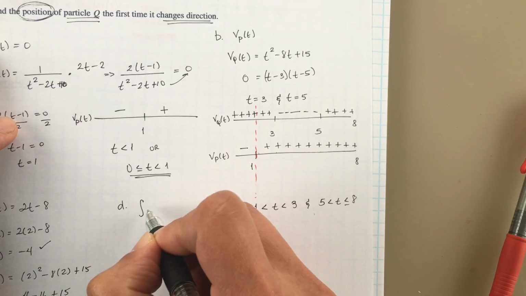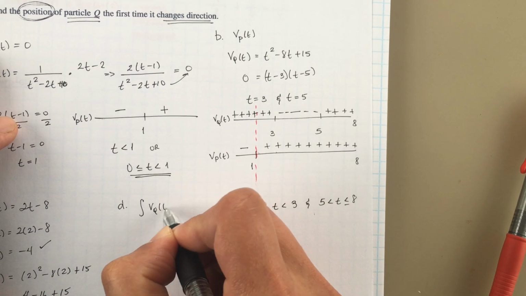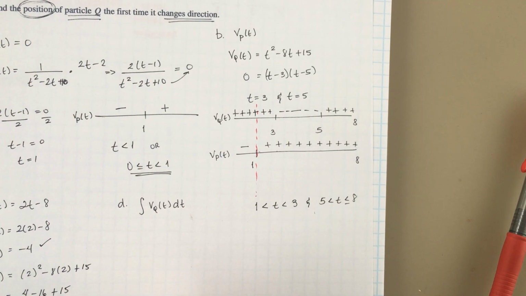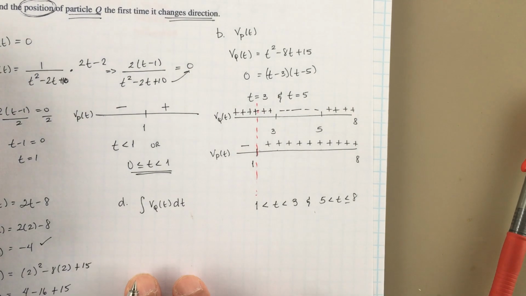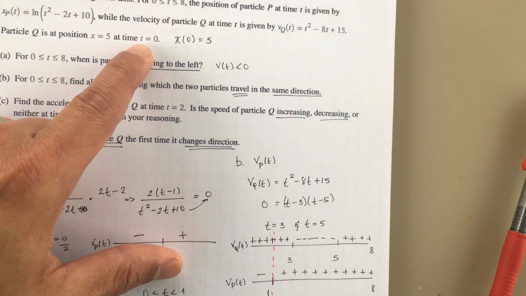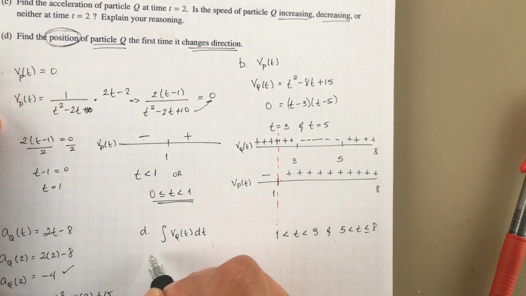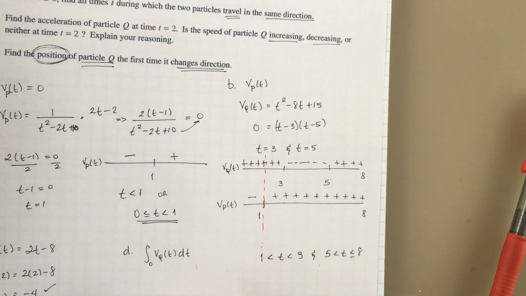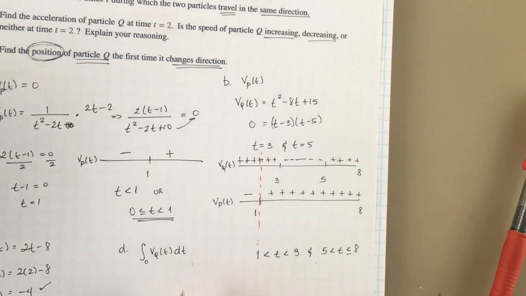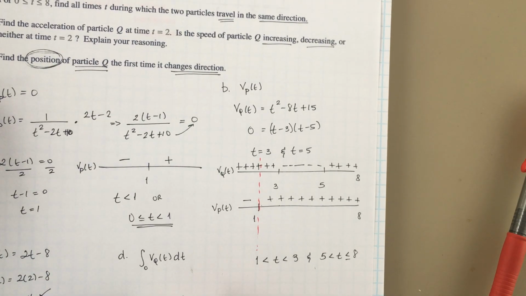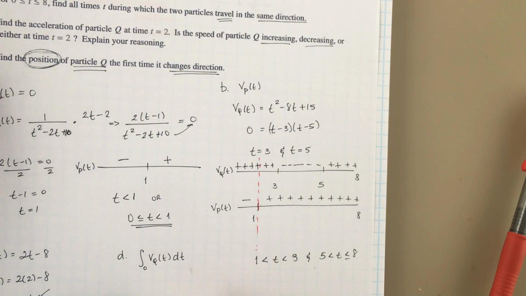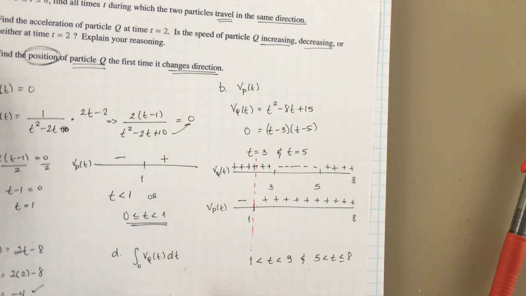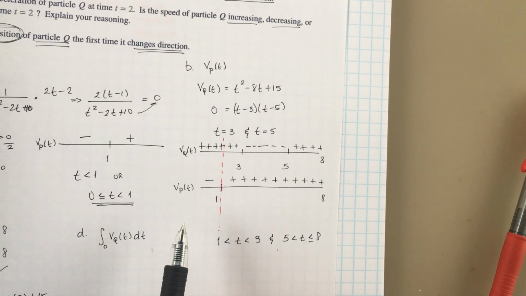I have to integrate the velocity, v of q of t dt. Now from where to where? What's my initial condition? At t equals 0, it starts at 0. And wait a minute, when does it first change direction? So we have to go to the previous information. Where are we talking about particle q? We're talking about particle q in part C. Actually, I'm sorry, part B.